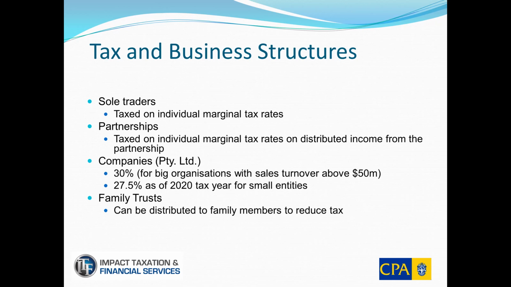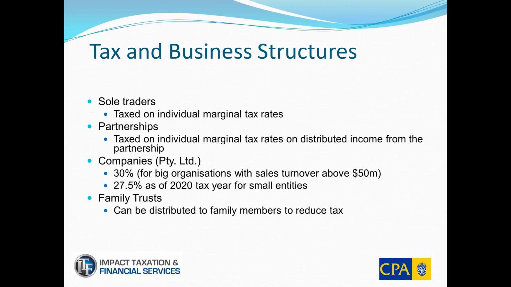A company has a flat rate. For very big companies, the flat rate is 30%. For smaller businesses under 50 million sales turnover, it is 27.5% at the moment. It's going to be reduced to 25% in a couple of years' time. So that's for company.